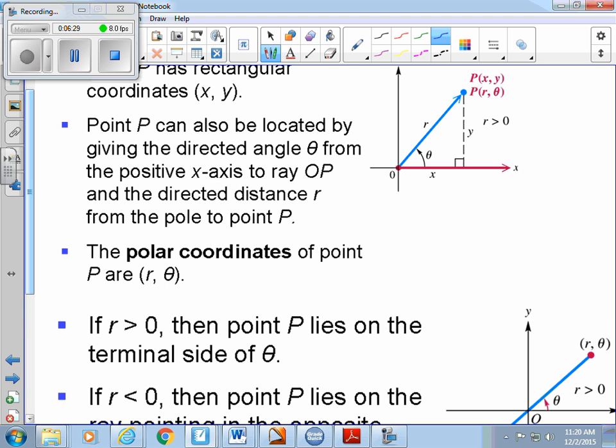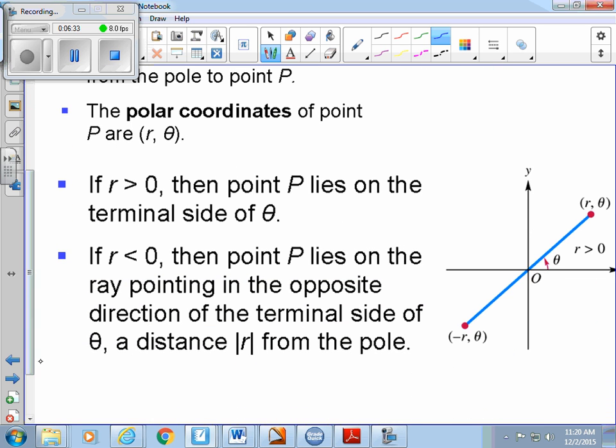Be ready for me to move it down a little bit. If r is less than 0, then the point lies on the side opposite the terminal side. They're directly 180 degrees opposite of the terminal side. So if I have a 30-degree angle, but r is negative, then instead of being up here, I'm going to be down in quadrant 3. So that's what a negative r does. It puts you on the other side of the pole from the terminal side of the angle.